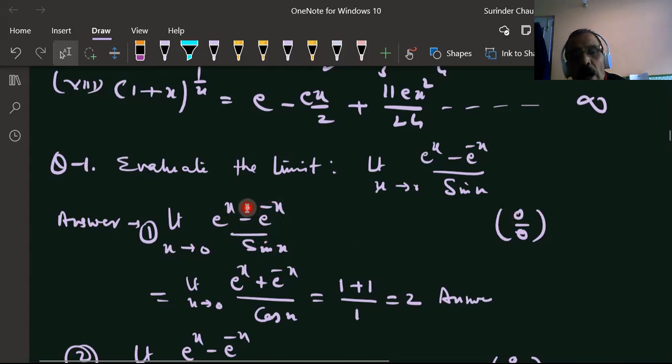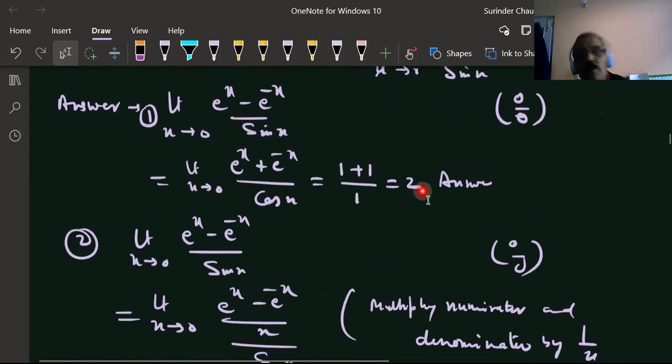So we can apply L'Hospital's rule to this function f(x) upon g(x). The limit x to 0 of f(x) upon g(x) is equal to the limit x to 0 of f dash x upon g dash x, the differential of the numerator upon the differential of the denominator. The differential of e^x is e^x, the differential of e^(-x) is minus e^(-x), so this becomes plus, and the differential of sin x is cos x. Now put the limiting value here. We get 1 plus 1 upon 1, which is equal to 2.